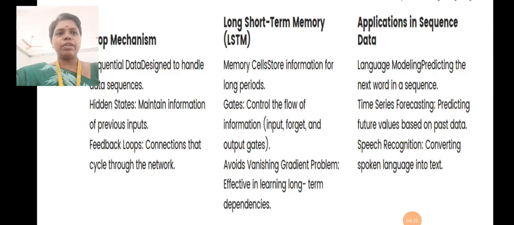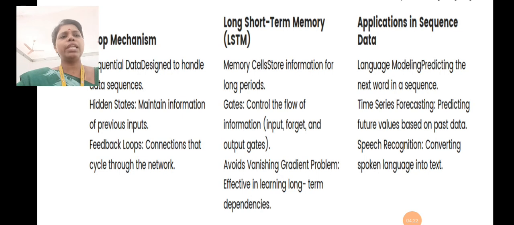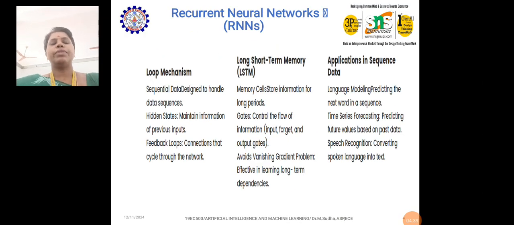Applications in sequence data: language modeling, predicting the next word in a sequence. Time series forecasting, predicting future values based on past data. Speech recognition, converting spoken language into text. This plays a vital role nowadays in chatbot applications. This is how the recurrent neural network works.